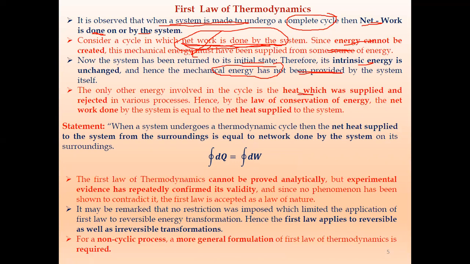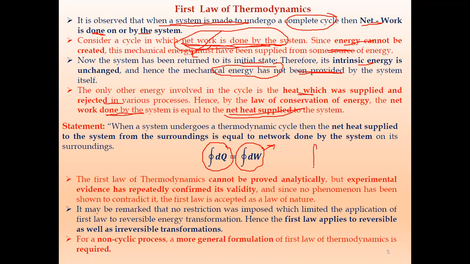So heat was supplied and rejected in various processes, and hence by the law of conservation of energy, the net work done by the system is equal to the net heat supplied to the system. So as much heat as you supply, the net heat supplied to the system is nothing but the net work done by that system. For that we require a cyclic process.